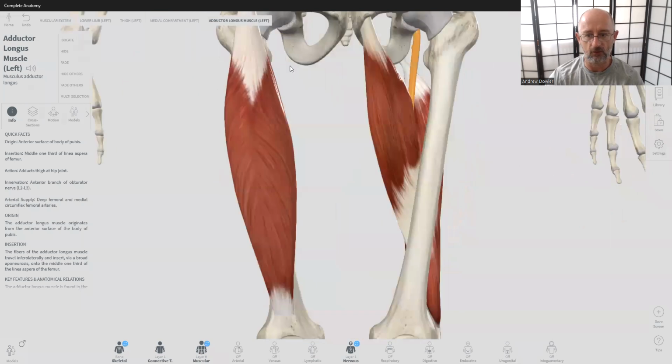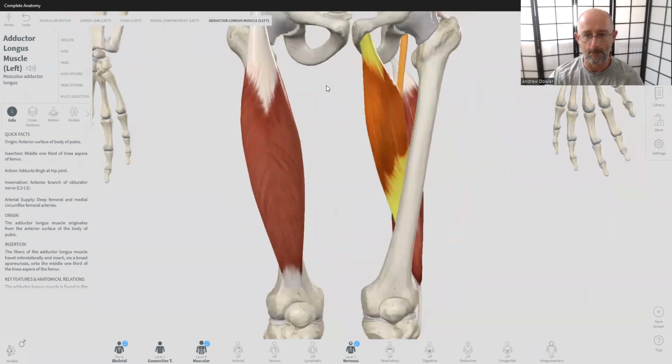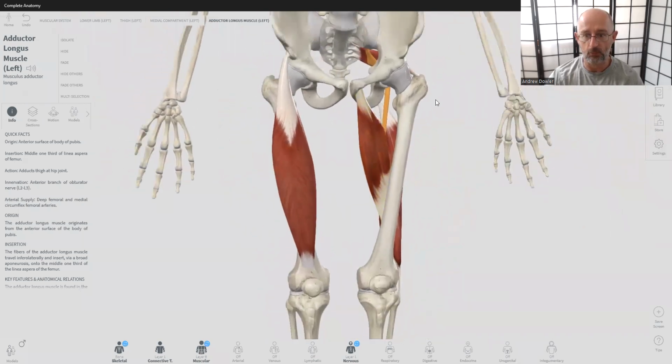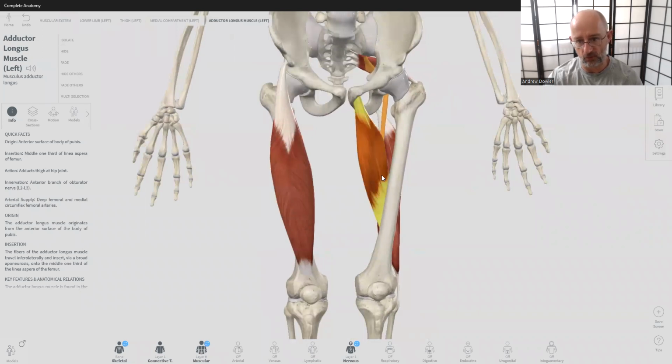So when the adductor contracts, if you're thinking about the line of pull, the line of pull just follows the line of the fibers, which is the kind of the broad line.